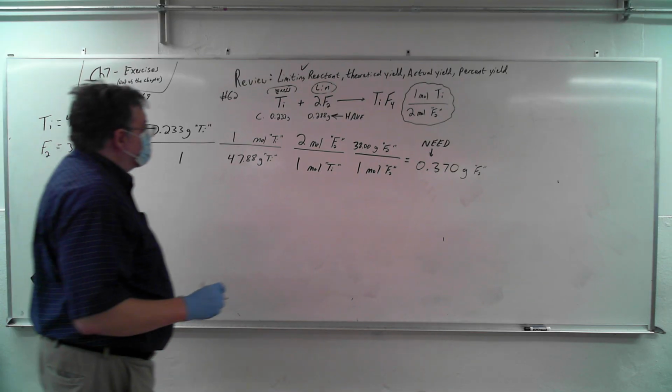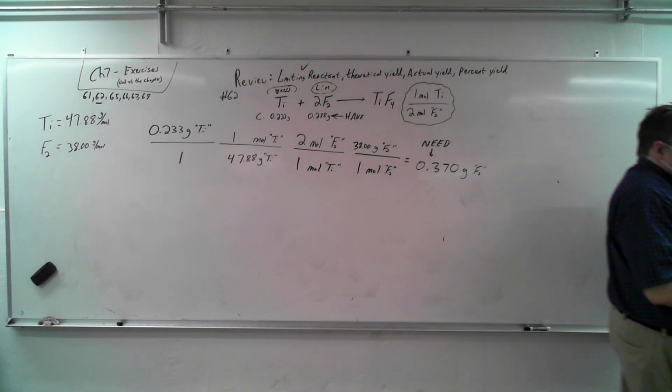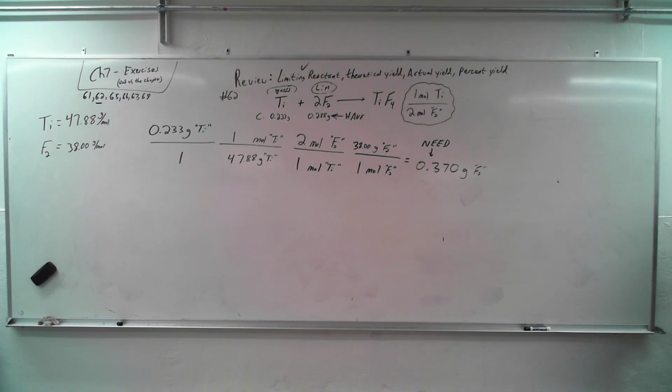What we need to do is actually calculate the yield now. We can double check those numbers. I feel like we're off for some reason. 0.233 and 0.288. Is that what I used? Yeah, okay. That's fine.